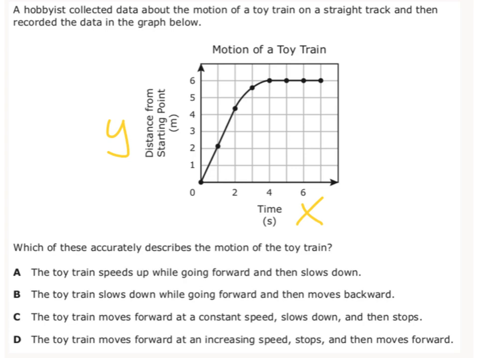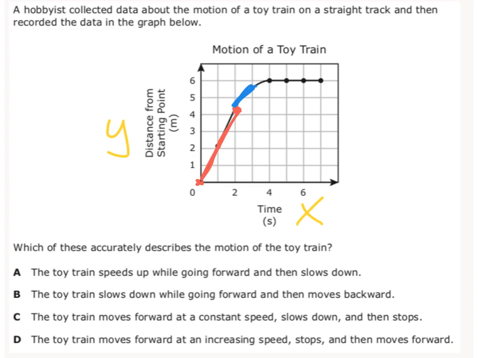So we need to start by analyzing our graph. Looking at time 0 through time 2, the slope of our motion is going to be the same, meaning we have constant speed for this first section of the graph. So our train is not speeding up or slowing down, it's moving at the same rate. But between times 2 and time 3 on the graph, we have a bit of a curve, which means our train is beginning to decelerate or slow down.